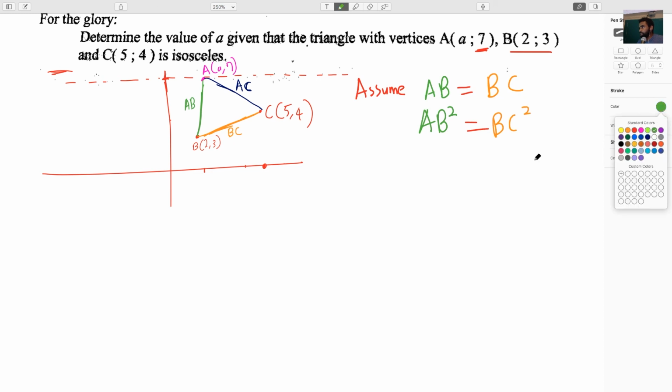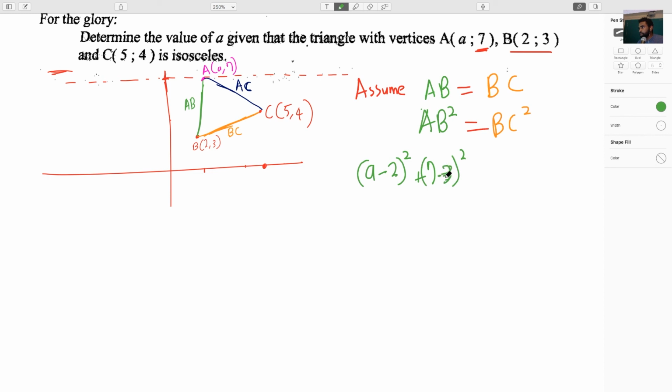All right, let's start with AB squared now. AB squared is going to be equal to A minus 2 squared, plus 7 subtract 3 squared.